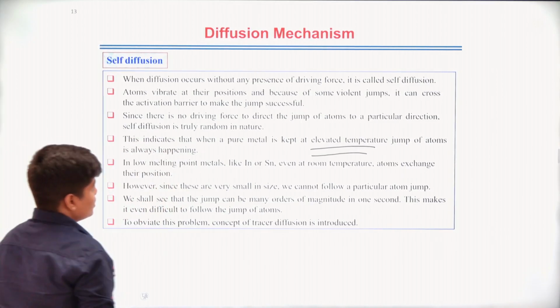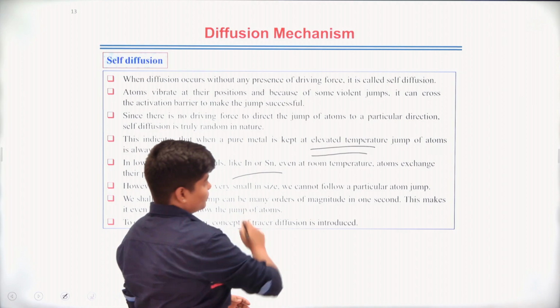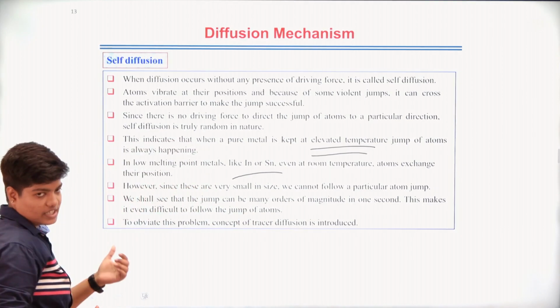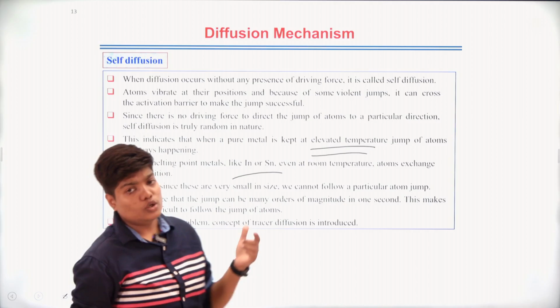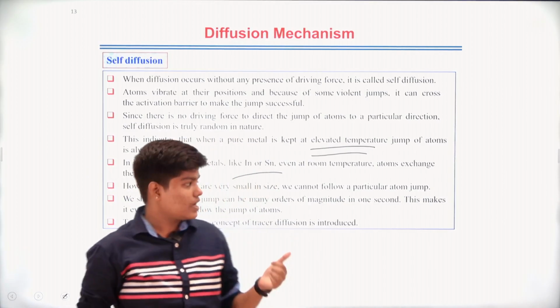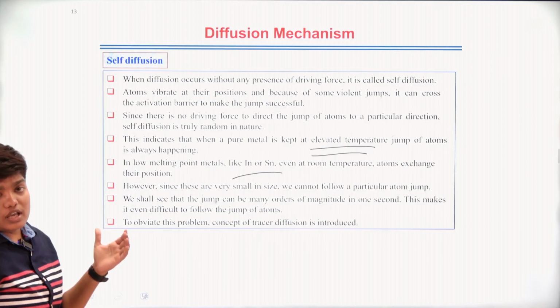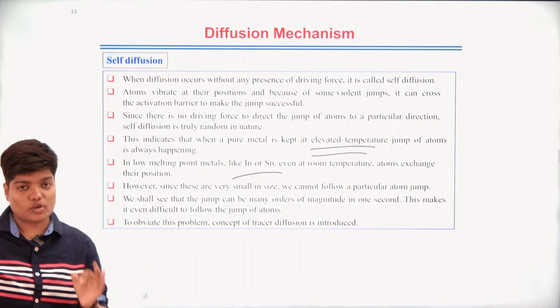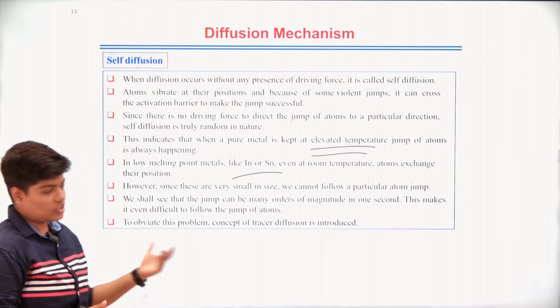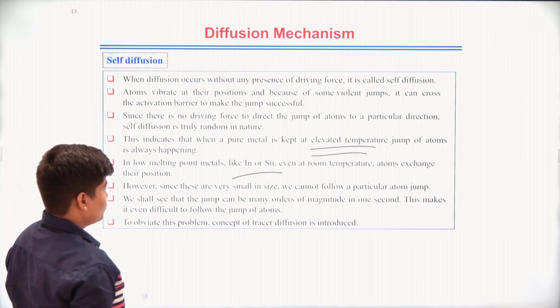The example is indium and tin. This generally occurs in low melting point metals. At a low melting point the activation energy barrier is lower, so with a small heat treatment the atoms can move from here to there, and diffusion occurs.